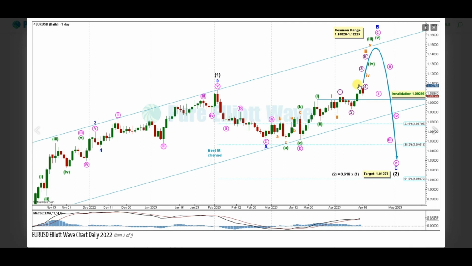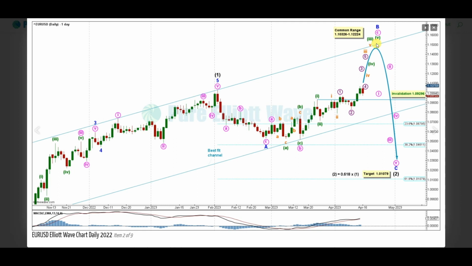A common range for expanded flat B waves is 105% to 138%, which we've calculated here as 1.10 to 1.1224. So look for it to end potentially in this area, but it could go as high as the top of this best fit channel. With B unfolding upwards, once that wave is labeled complete, we'll also be able to establish a ratio between A and C, which usually shows a 1.618 Fibonacci ratio.